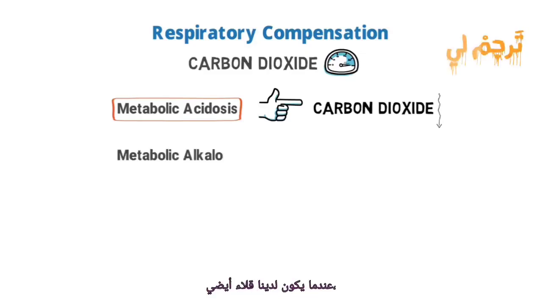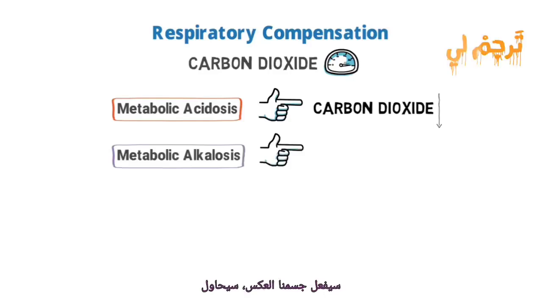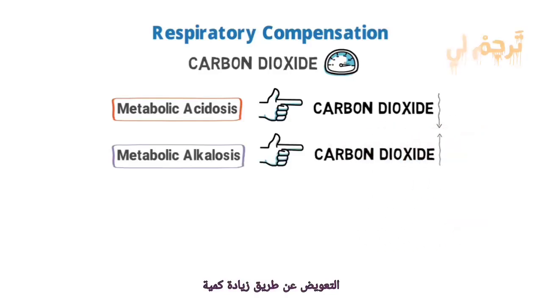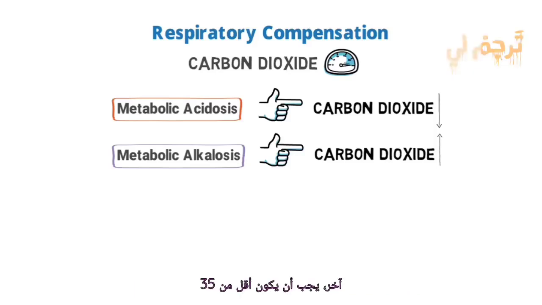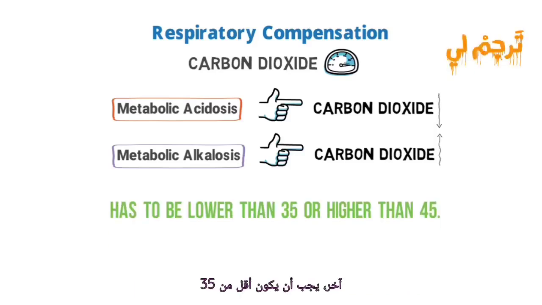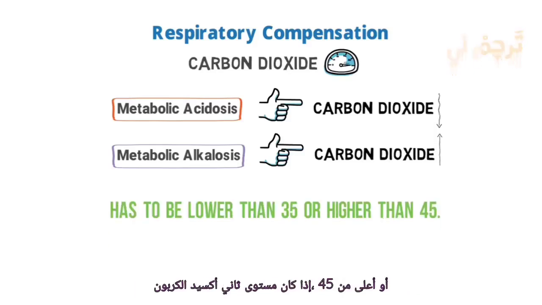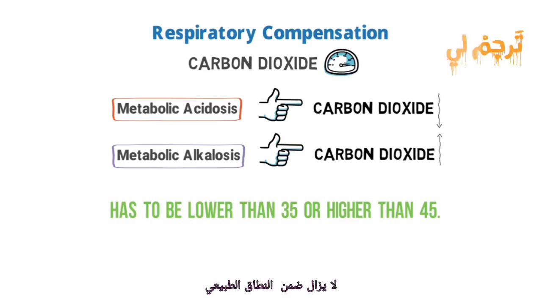When we have metabolic alkalosis, our body will do the opposite. It will try to compensate by increasing the amount of carbon dioxide in our system. For us to conclude that there is compensation, the increase or decrease of carbon dioxide has to go outside of the normal range. In other words, it has to be lower than 35 or higher than 45. If the carbon dioxide level is still within the normal range, you can conclude that there is no compensation going on. Let's look at an example of respiratory compensation.